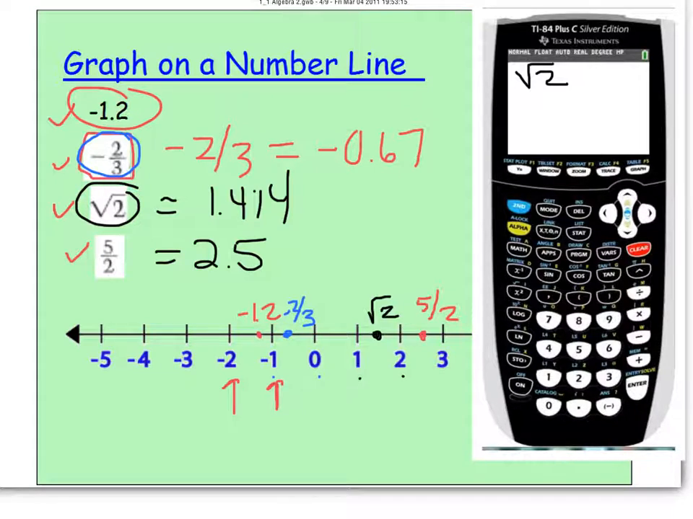Now, if you're asked to put these in increasing order or decreasing order, we're going to get to this in the next slide, but remember, increasing means go from the smallest to the largest, so I would just look at the number line, and for increasing order, I put this first, second, third, and fourth. For decreasing order, you go largest to smallest, so I'd write this one first, second, third, and fourth.